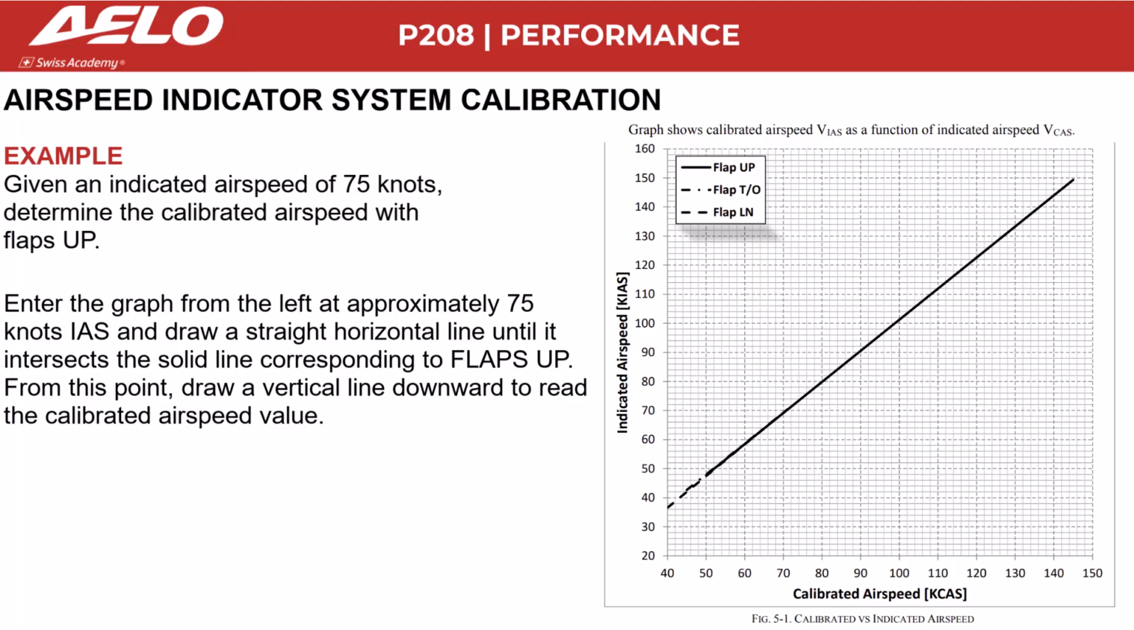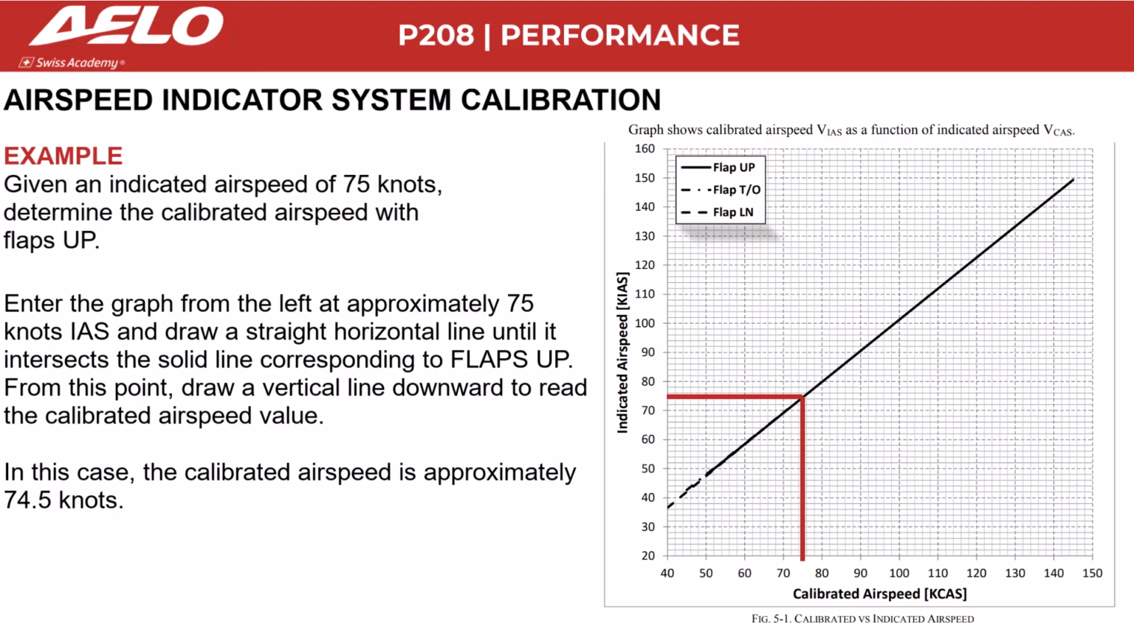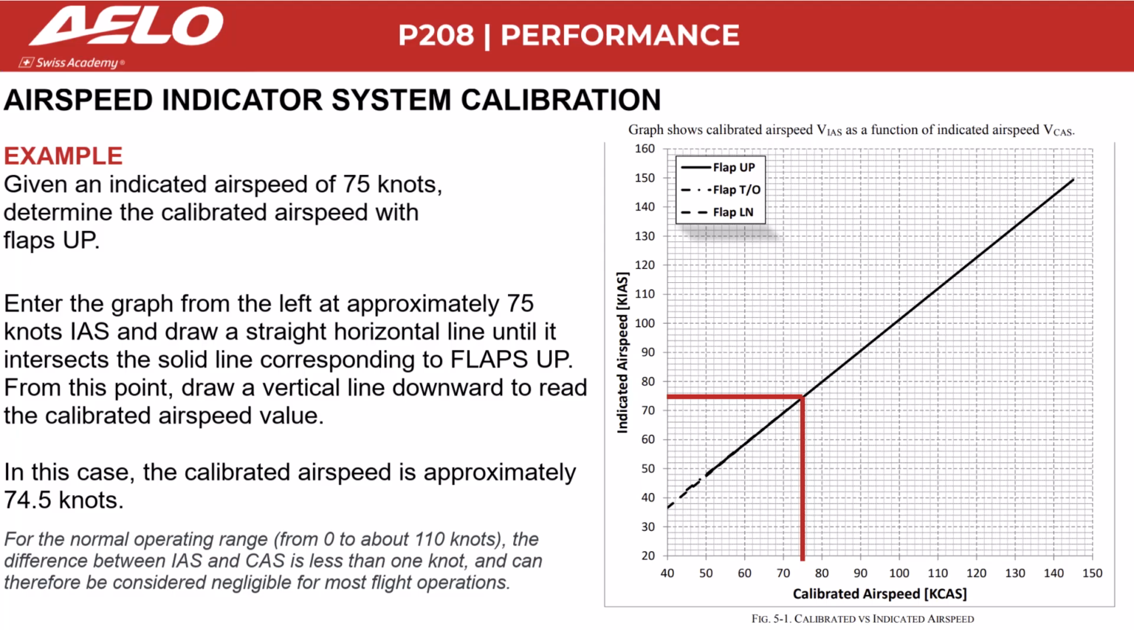Enter the graph from the left at approximately 75 knots IAS and draw a straight horizontal line until it intersects the solid line corresponding to flaps up. From this point, draw a vertical line downward to read the calibrated airspeed value. In this case, the calibrated airspeed is approximately 74.5 knots. For the normal operating range, from 0 to about 110 knots, the difference between indicated and calibrated speed is less than 1 knot and can therefore be considered negligible for most flight operations.